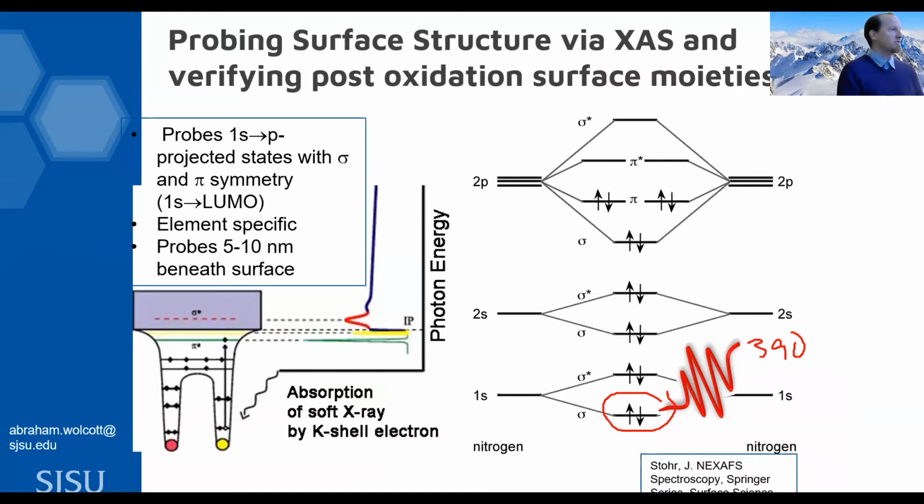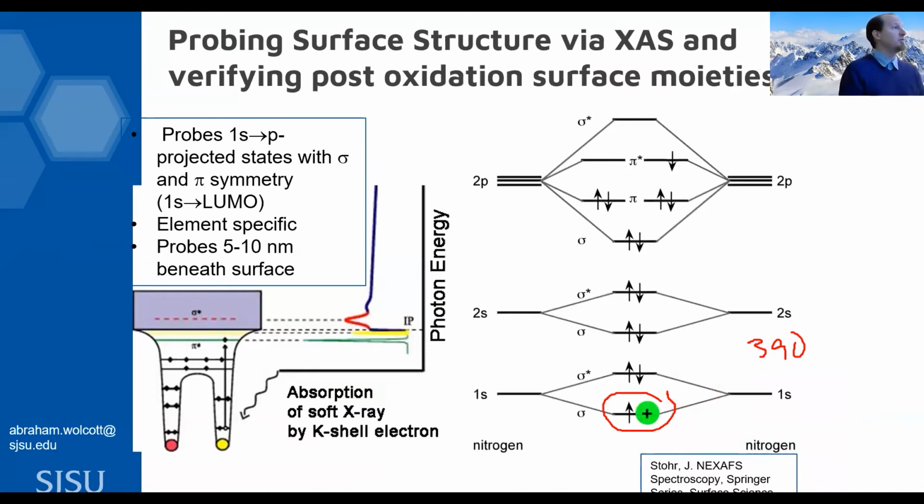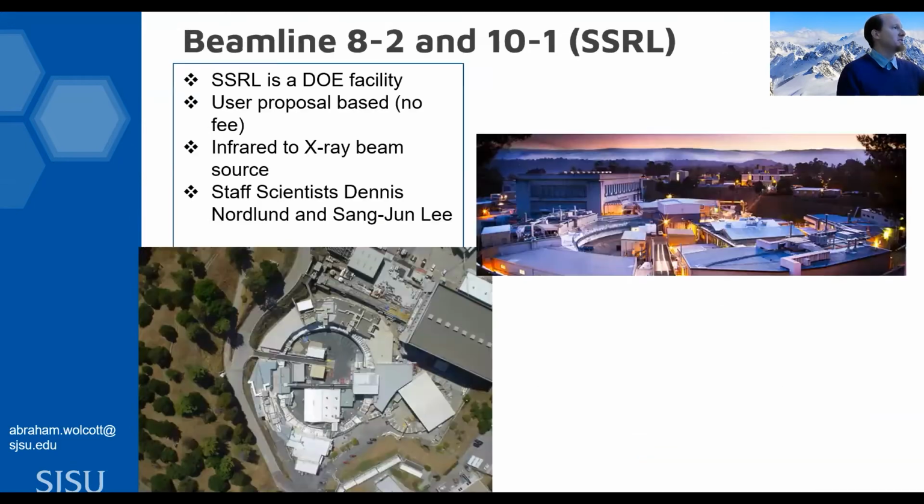Now, this is a surface sensitive technique and it's element specific. So we can look at carbon, nitrogen, boron, oxygen individually and cross correlate what's going on there. That photoexcited electron is then collided with another core hole exciton and is emitted from the surface of the sample. So typically we can probe anywhere between 5 to 10 nanometers into a sample itself.